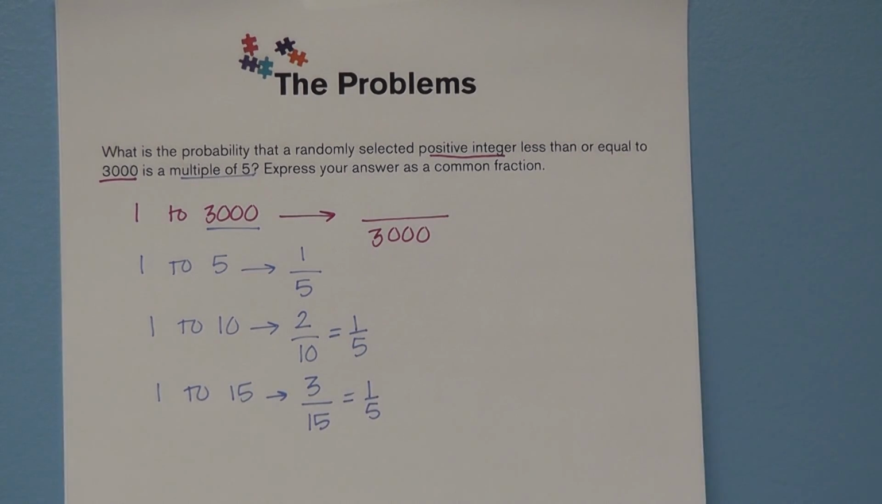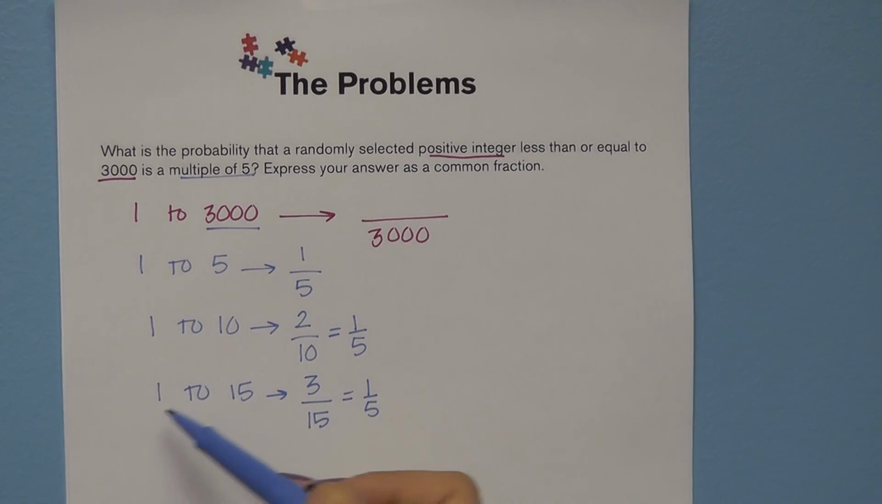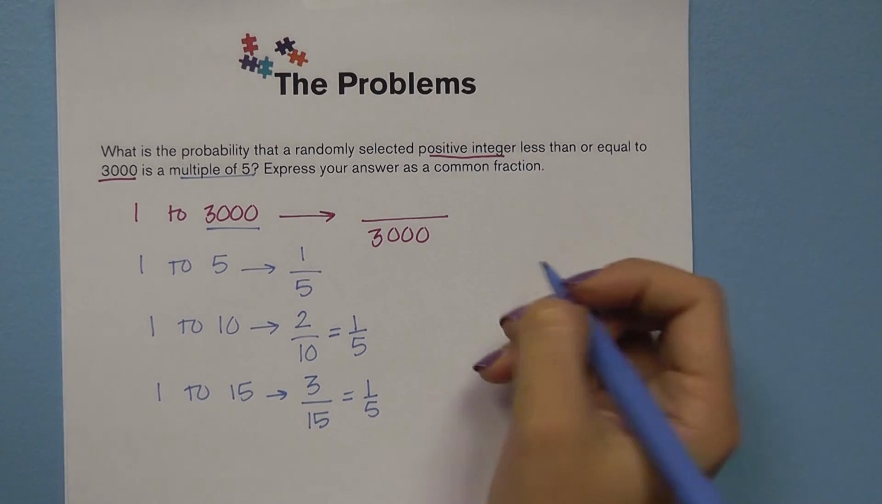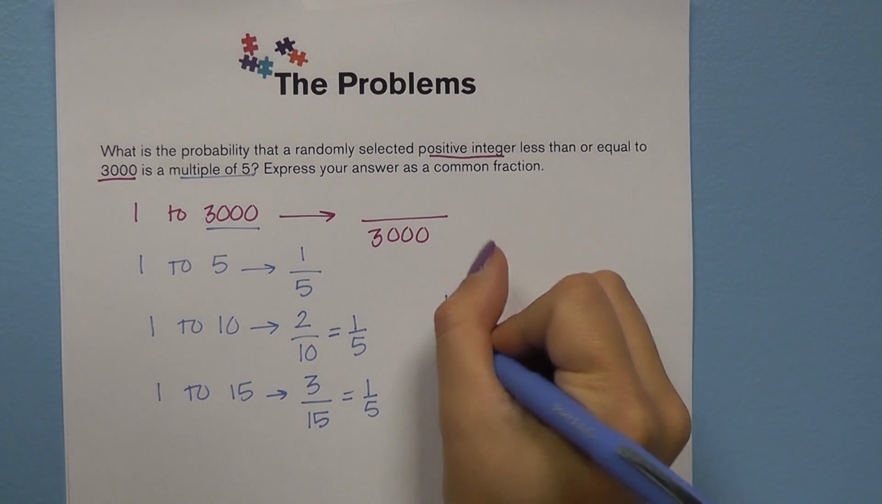So we don't need to go all the way up to 3,000. We're going to know that as long as we're looking at the numbers from 1 to a multiple of 5, it is always going to be 1/5. So our final answer here is just 1/5.